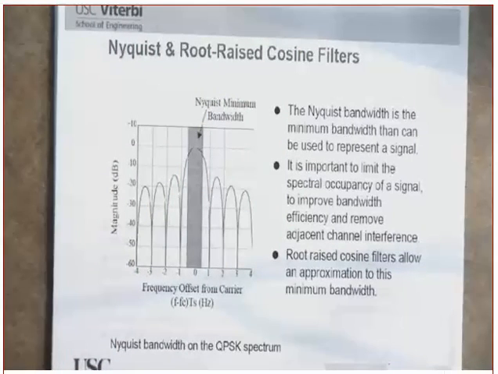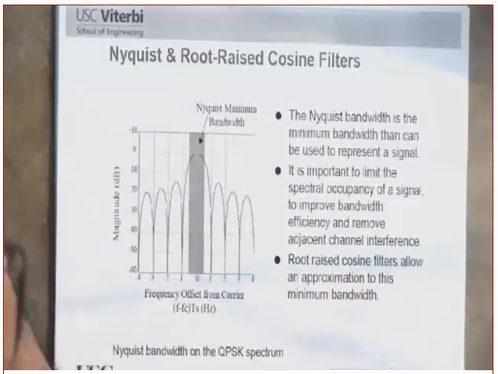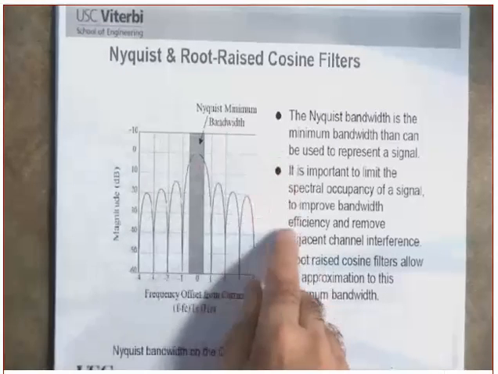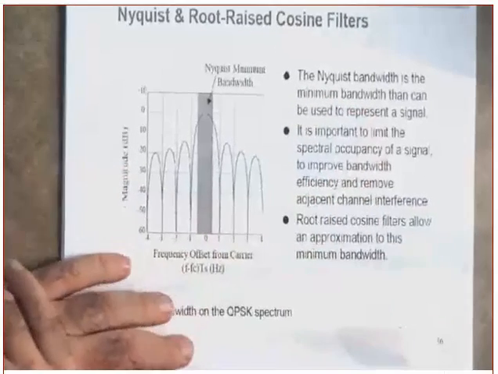Why is it not realizable? Again, because it has sharp edges. And if it has sharp edges, what does it mean? It means in the time domain, it will be time unlimited. Time unlimited causes heavy problems on the intersymbol interference. Clear? Okay, so the Nyquist bandwidth is the minimum bandwidth that can be used to represent a signal.